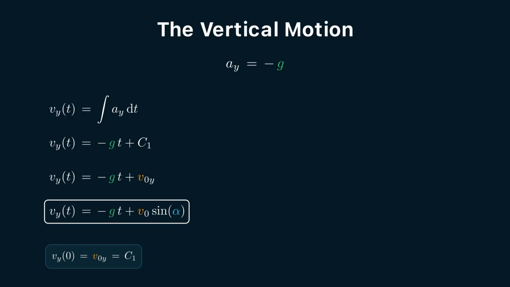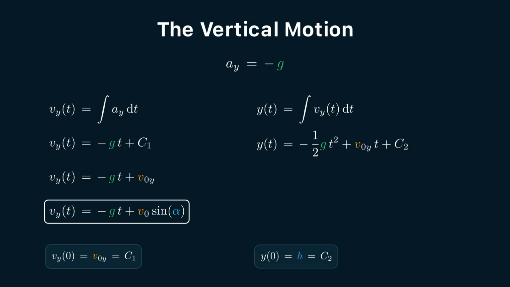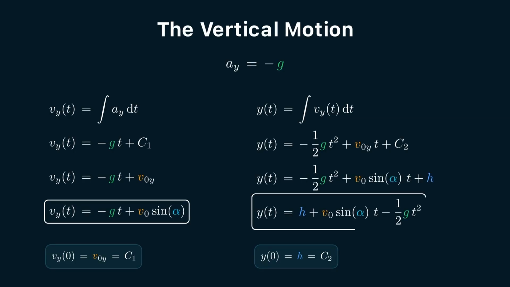The vertical position is the time integral of the velocity. We can solve that directly and again get a constant c2. If we once more plug in t equals 0, we get y of 0 equals c2. But y of 0 is the initial height h, so c2 is h. We insert that, and if you want you can rearrange the terms a little, but this is really a matter of taste. In any case, we obtain here the equation of uniformly accelerated motion.